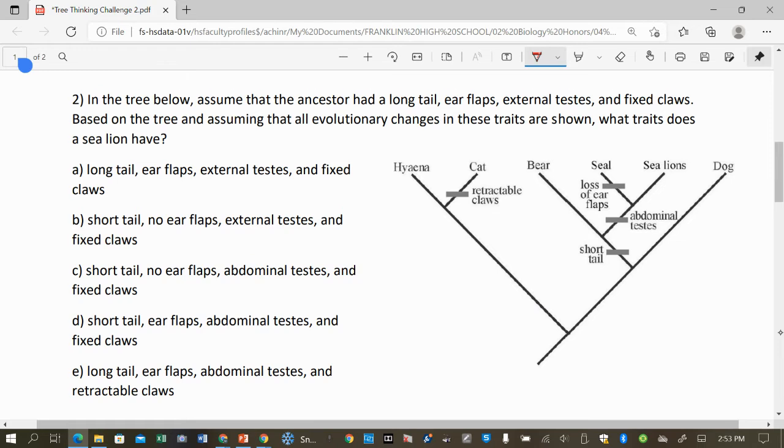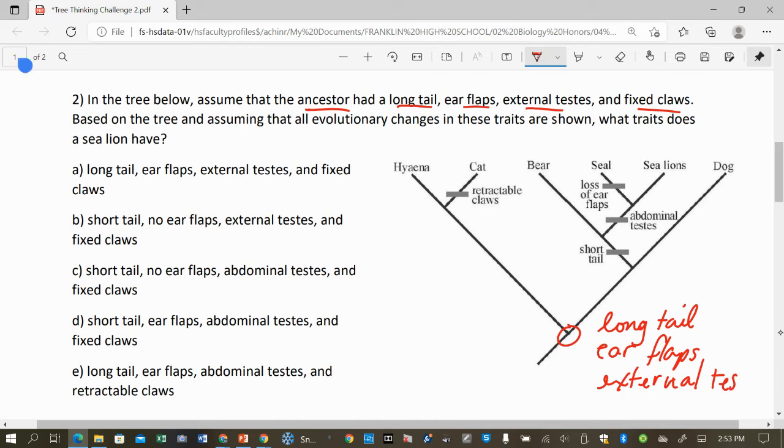Okay, next one. We are looking at a tree here, and it tells you that the ancestor, meaning the ancestor to all of them, has some traits: long tail, ear flaps, external testes, and fixed claws. It makes sense to me to write this stuff in. So long tail, ear flaps, external testes, because there's a lot of traits. This way we know that these are the traits of the first ancestor here, and then fixed claws.